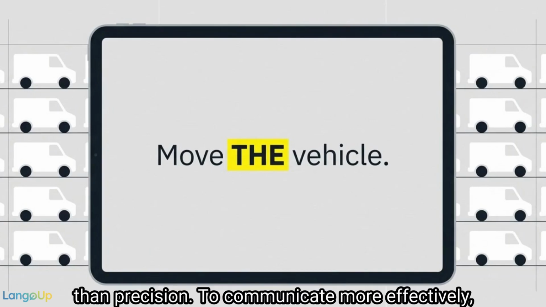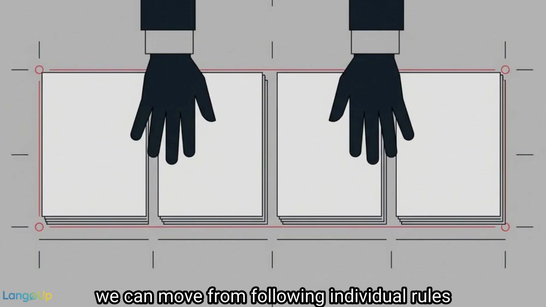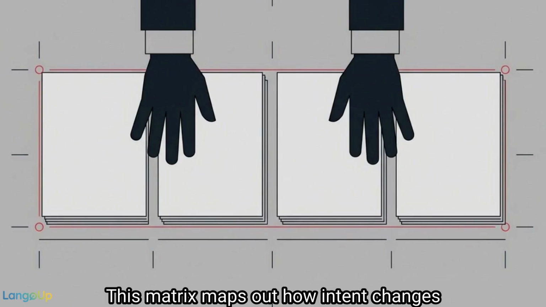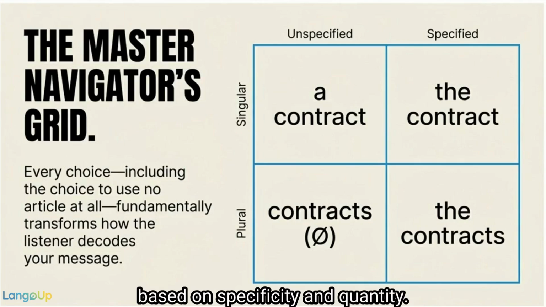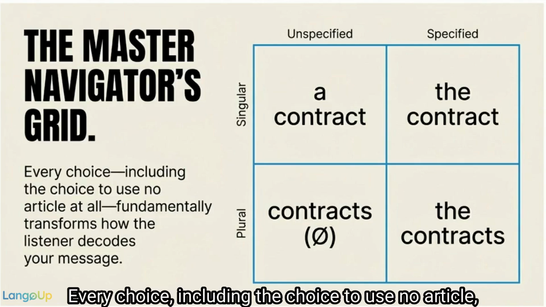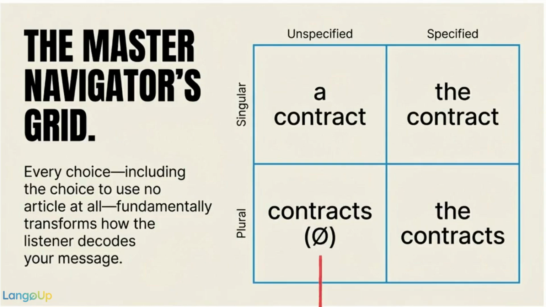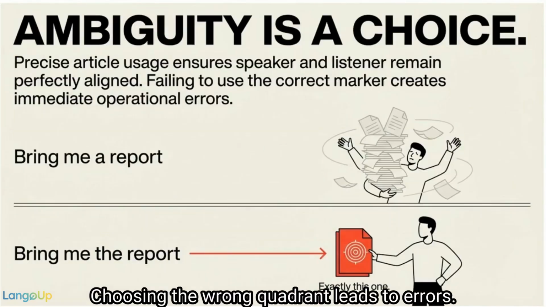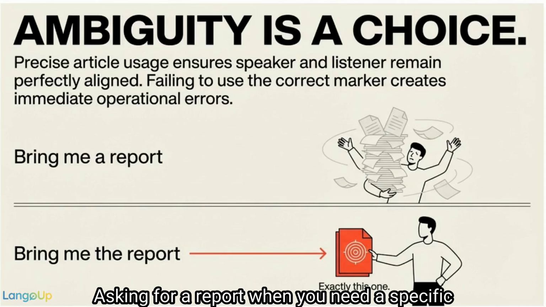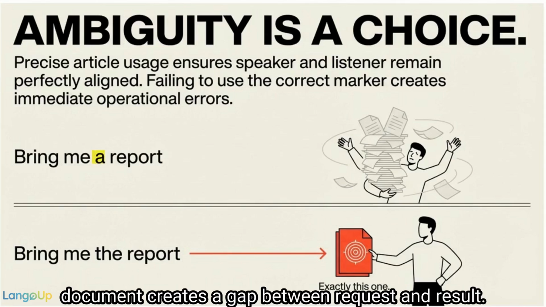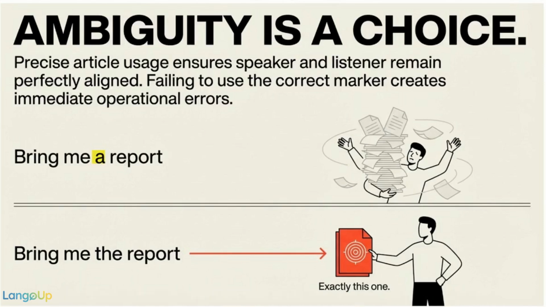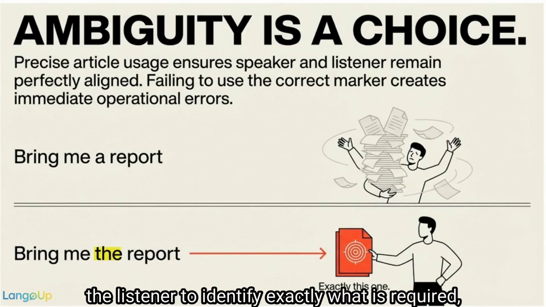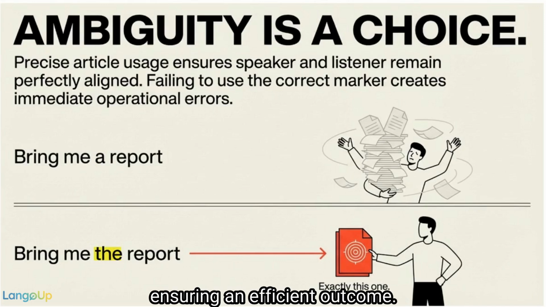To communicate more effectively, we can move from following individual rules to using a more consistent strategy. This matrix maps out how intent changes based on specificity and quantity. Every choice, including the choice to use no article, changes how the listener interprets your request. Choosing the wrong quadrant leads to errors. Asking for a report when you need a specific document creates a gap between request and result. By contrast, asking for the report signals the listener to identify exactly what is required, ensuring an efficient outcome.